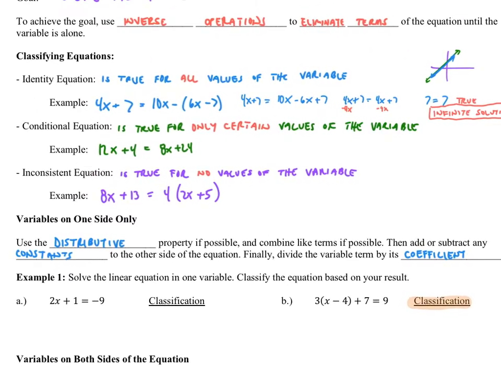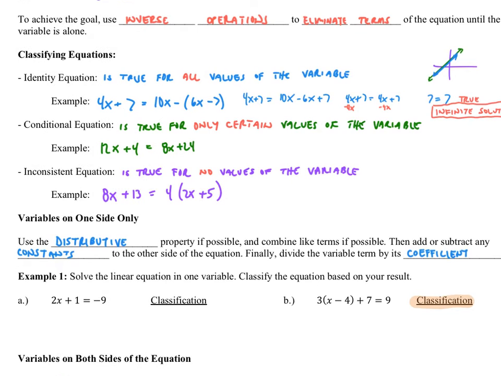So that's what an identity equation looks like. That's why it has infinite solutions. The x's cancel each other out, and you're left with a true statement.